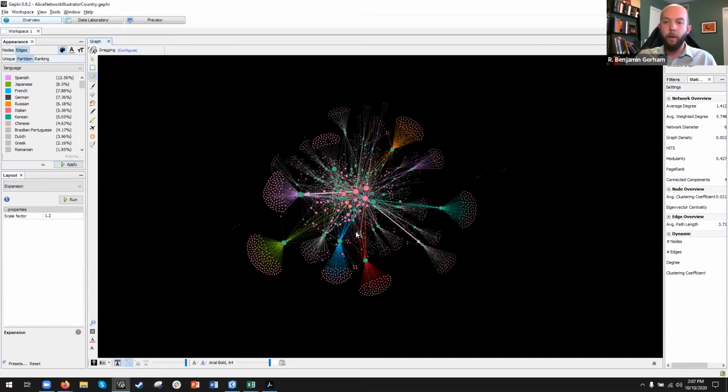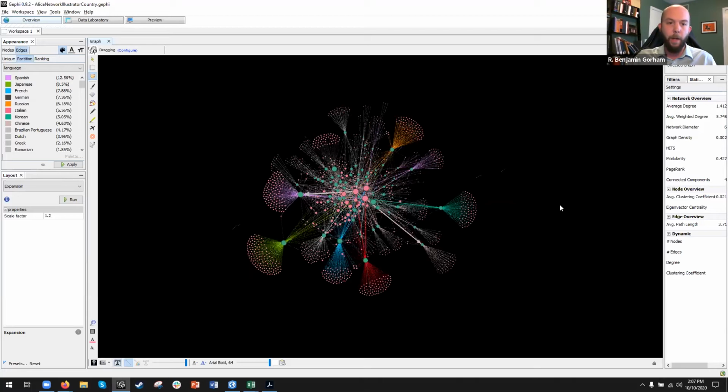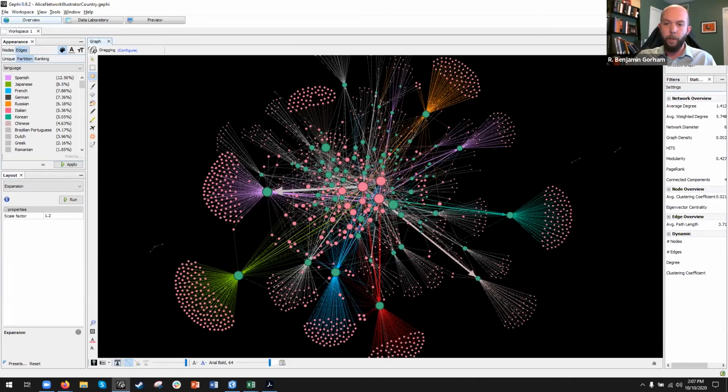What we're seeing here is all of the different countries and all of the different illustrators in the data set represented as nodes on a massive network graph of thousands and thousands and thousands of entities. And I'm going to zoom in now so that we can really tease out the information that we're looking at here.